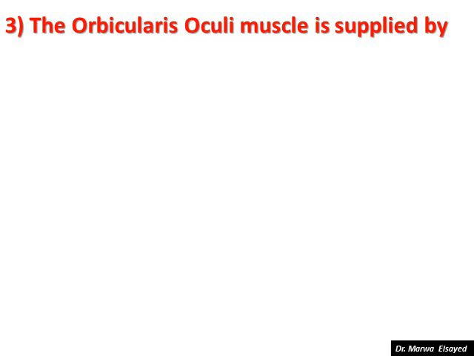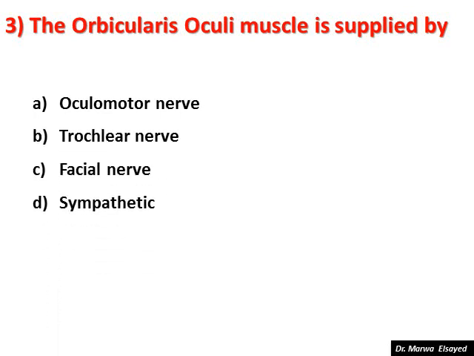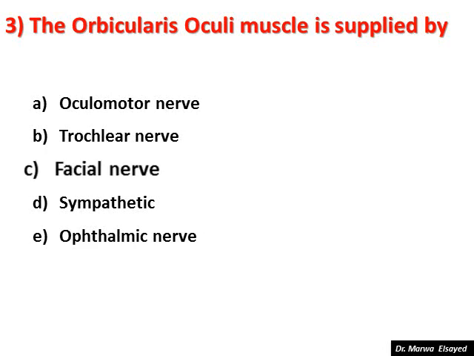The orbicularis oculi muscle is supplied by: oculomotor nerve, trochlear nerve, facial nerve, sympathetic supply, or ophthalmic nerve. Orbicularis oculi is supplied by the facial nerve.